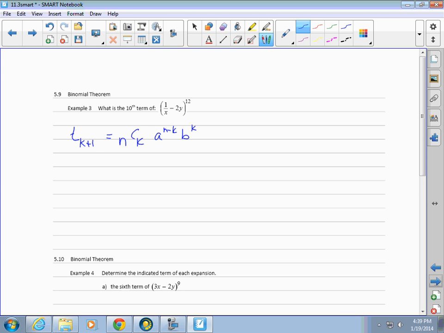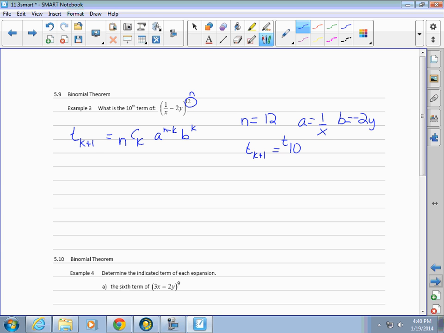So my n, that's my n. I should write these in. So n is equal to 12. My a value is equal to 1 over x. My b value is equal to negative 2y. So since this is my term formula, t(k+1) is equal to, in this case, 10. That's what I'm trying to find, my 10th term.